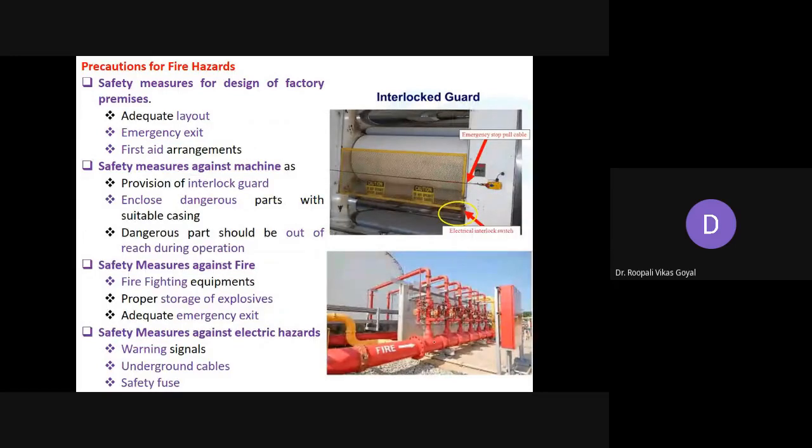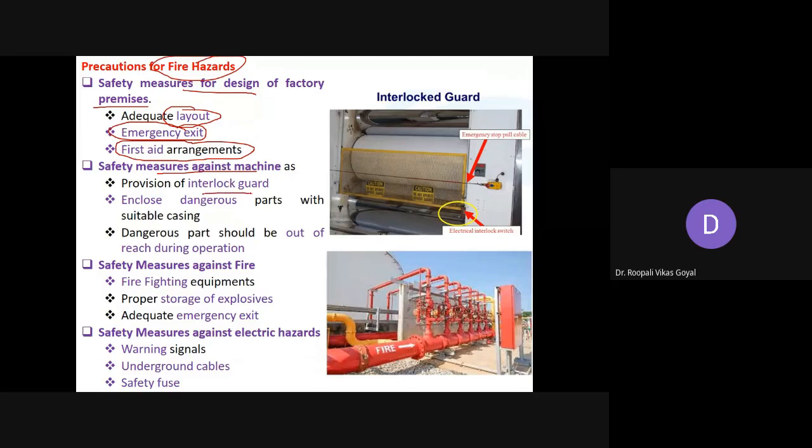If there are certain fire hazards, which kind of things are to be done, that we will discuss. There are certain safety measures for the design of factory premises. The factory should have an adequate layout, and whenever accidents take place, it should have emergency exits. So emergency exits are compulsory. Then first aid arrangement should be there if some accidents take place in industries. And there are also certain safety measures to be observed for the machine.